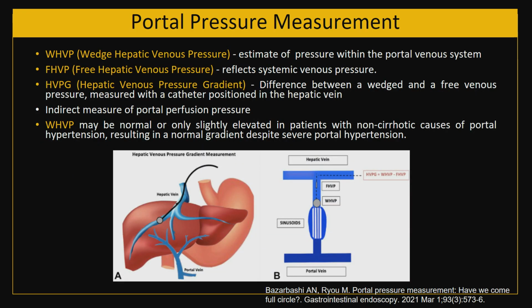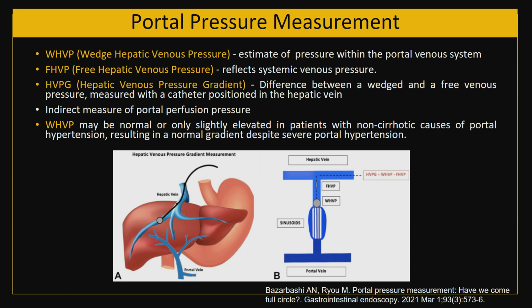As we all discuss portal hypertension, the first thing that comes up is how we measure the portal pressures. One technique is direct measurement. You can directly puncture and enter the portal system and measure the pressure, but that is not possible in all patients. So we measure the indirect pressure. How do we measure indirect pressure?